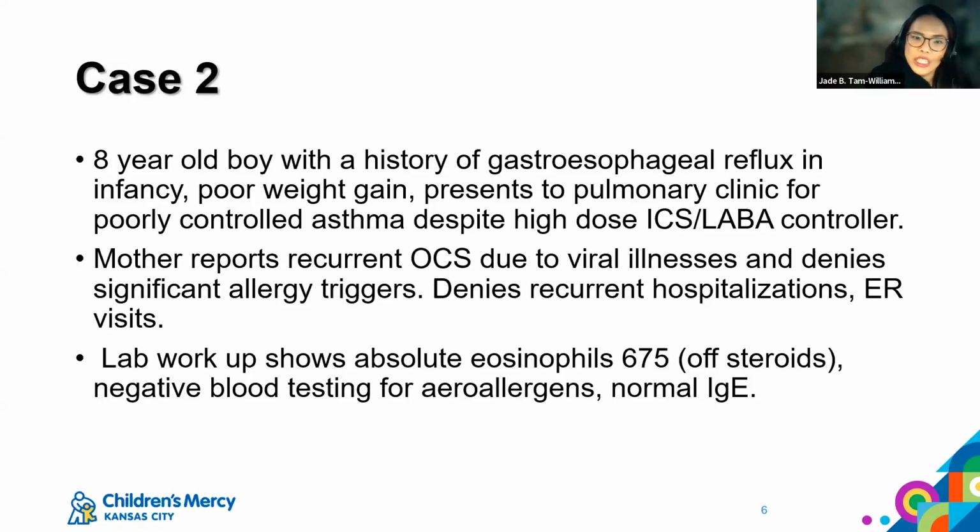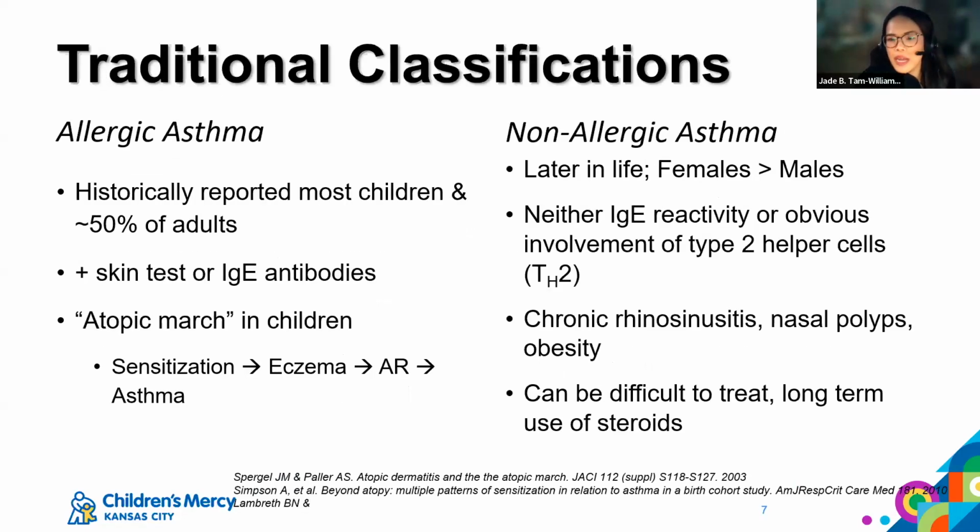So traditionally, for many, many years, we broke out asthma as allergic and non-allergic. We didn't think about eosinophilia. We just said, oh, you're an allergic kid or you're non-allergic. And historically, we would say allergic asthma was mostly kids and about half of adults. The way you would know this is that you would have skin testing or blood work that would show IgE antibodies. And then every time you were around something, you would have allergic asthma.